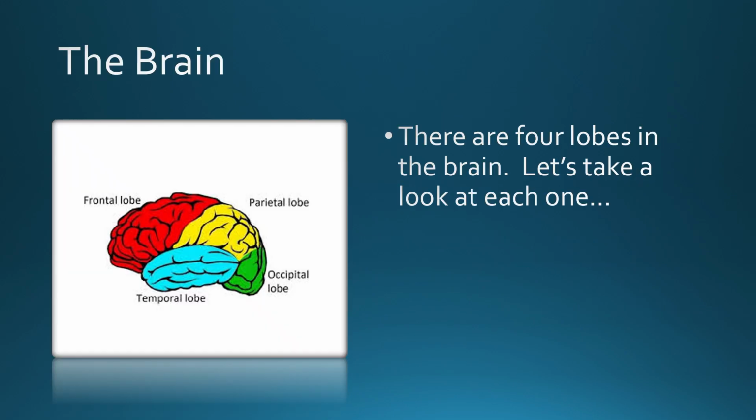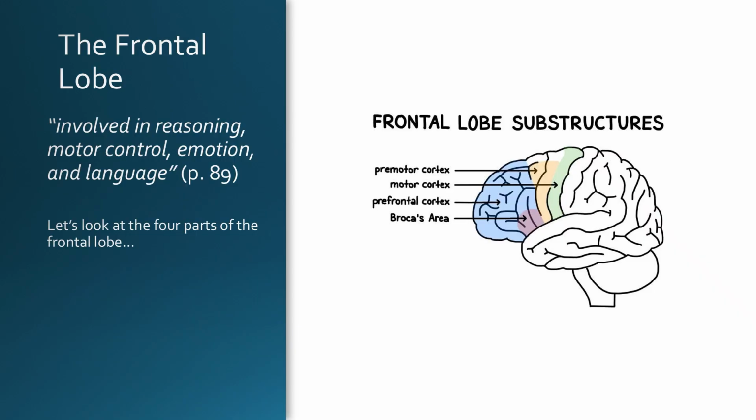So let's look at a picture of the brain, moving on from the spinal cord. There are four lobes in the brain. As you can see from the diagram, there's the frontal lobe, the parietal lobe, the occipital lobe, and the temporal lobe. So let's look at each one of these and discuss what they do and what part they take. First, looking at the frontal lobe, there are also structures within the frontal lobe: the premotor cortex, the motor cortex, the prefrontal cortex, and Broca's area.